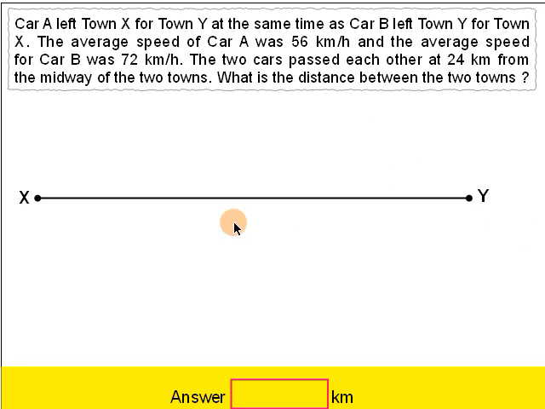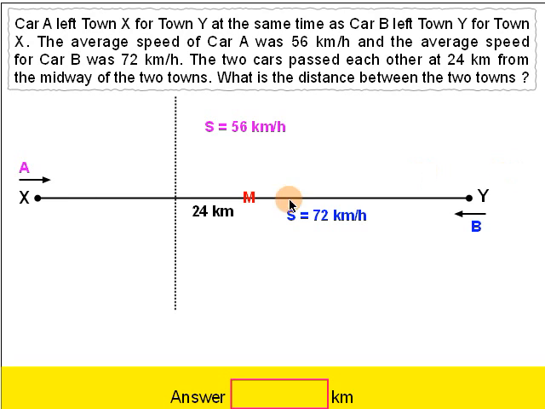Now this is the distance between the two towns, town X and town Y. Car A left town X for town Y, and car B left town Y for town X. The individual speed for car A is 56 km per hour, and car B is 72 km per hour. And this is the midpoint of town X and town Y. We are told that they pass each other 24 km away from the midpoint.